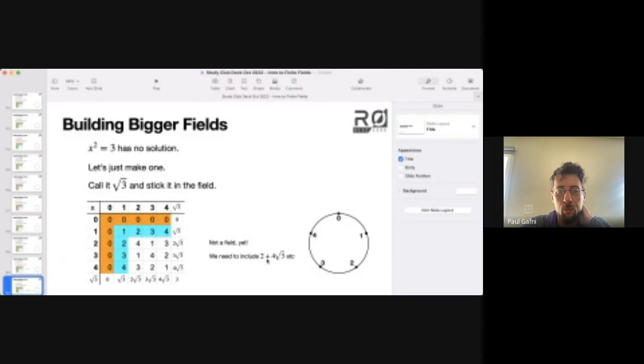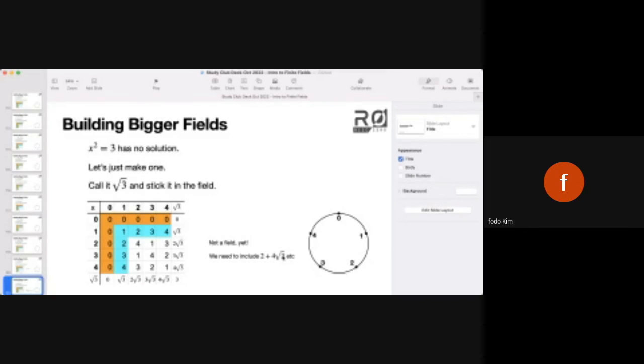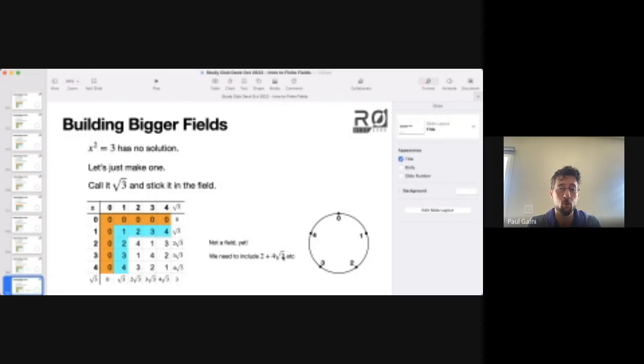You could imagine, I have 2 plus 4 root 3 written here. If I write anything of the form a plus b root 3, where a and b have to be between 0 and 4, I can imagine the whole 25 by 25 table now. And it turns out that table will be fully self-contained. Everything will have a reciprocal, multiplication will undo division, and vice versa. So to build the extension field, we choose one root to add, and then we take the closure under addition and multiplication.